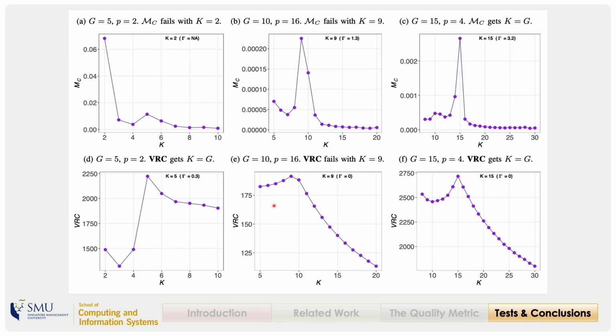The takeaway from here is that our metric shows very sharp peaks, but VRC actually does perform better. So these are some cases where we can see, the last column here is where both VRC and our metric did find the right number of clusters, K equal to the number of generator clusters. So look at the peak. It's much sharper for the covariant metric.